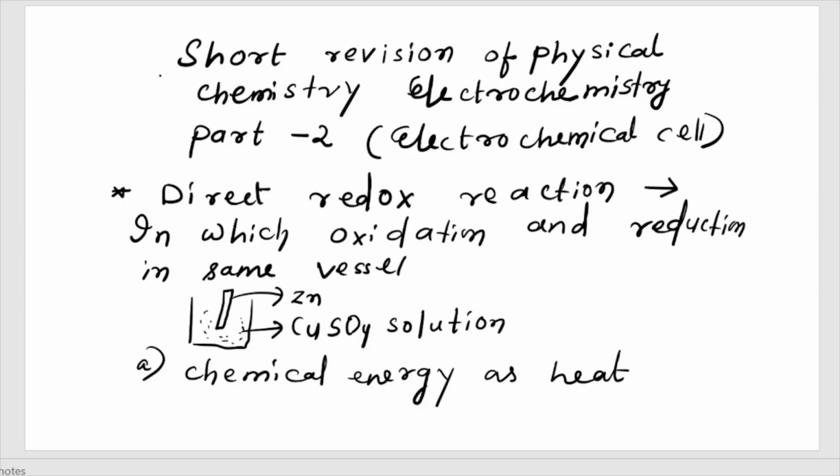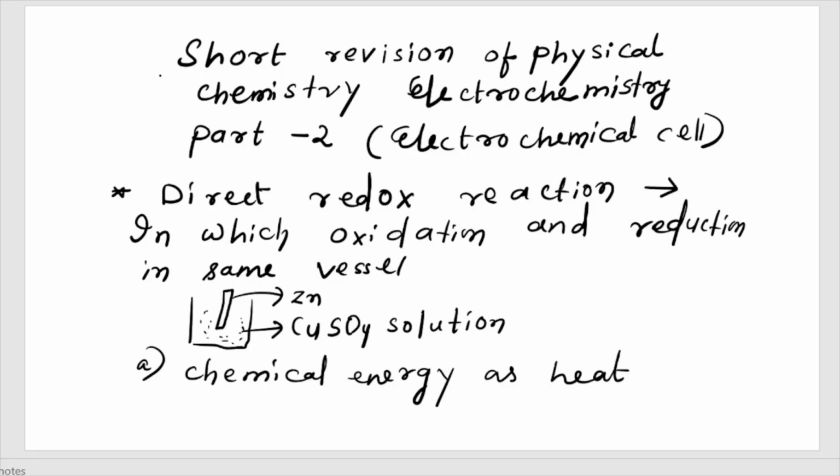Here I am going to explain part 2, that is electrochemical cell, and this is the short revision of physical chemistry. The chapter is electrochemistry, part 2, electrochemical cell. In part 1, I have given some introduction of electrochemistry. Now I am giving the knowledge of electrochemical cell.